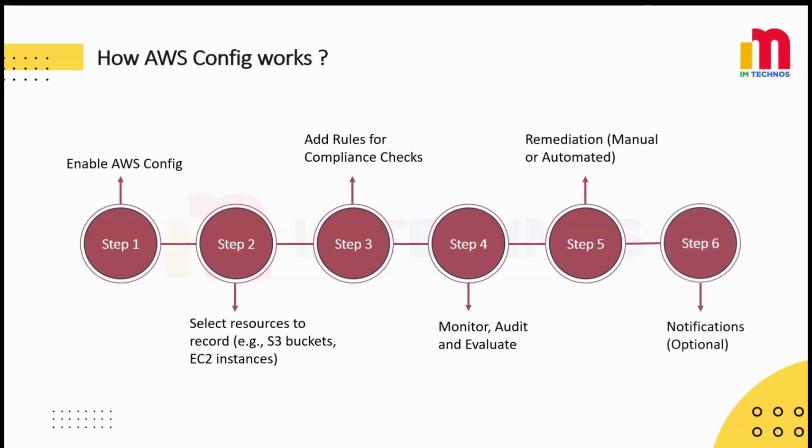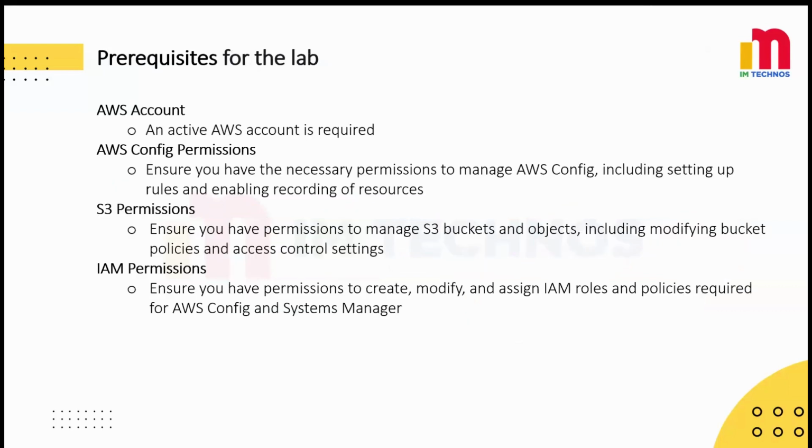Finally, you can set up notifications to keep track of important events. So AWS Config can send alerts through Amazon SNS whenever a resource becomes non-compliant or a critical configuration change occurs. This step is optional but highly recommended to stay informed. Now let's see in practice how AWS Config can help us track this and prevent it from happening again.